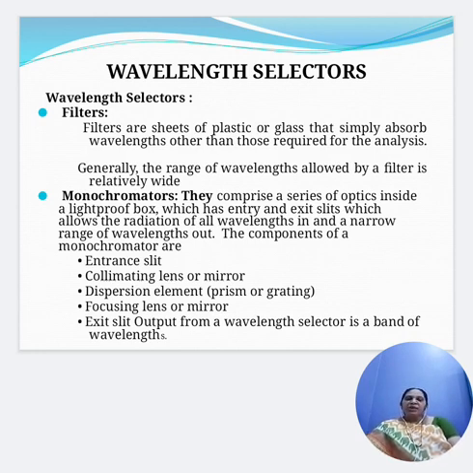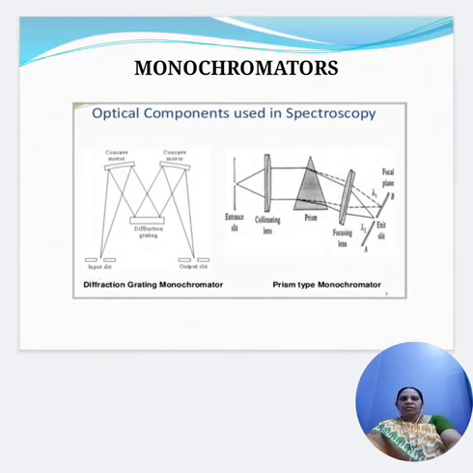So the components of the monochromator are the entrance slit, collimating lens or mirror, the dispersing element, which may be either a prism or a grating. Then we have the focusing lens or mirror, and the exit slit. The output from a wavelength selector is a band of wavelength. These are the optical components which are used in spectroscopy.